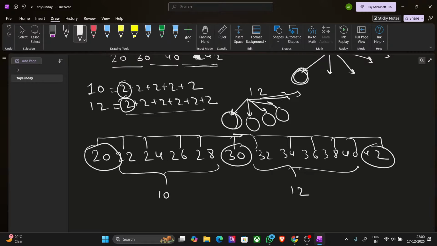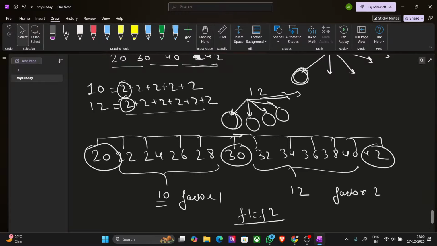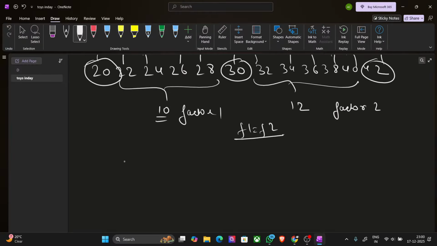If all the elements have the same difference, it means that 10 has some factor which is equal to 12. Right? 10 has some factor which is equal to 12. So what is that factor? It is the GCD of 10 and 12, which is 2. That's why I was able to divide the element into 5 parts for 10 and 6 parts for 12.